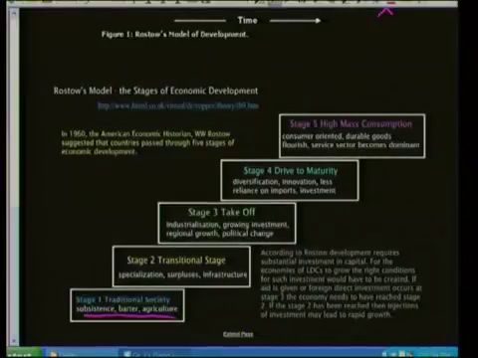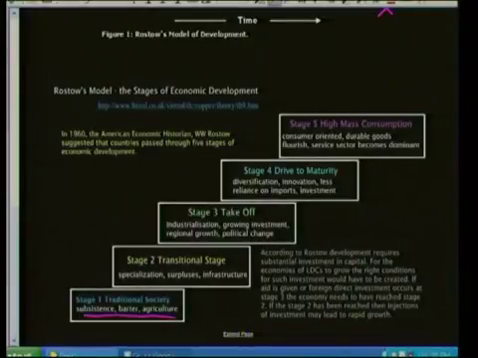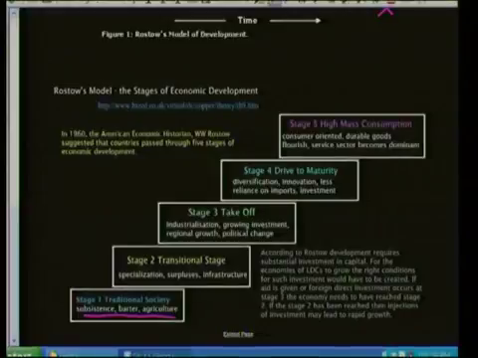Stage 2, transitional stage, specialization, surpluses, infrastructure. The surpluses imply commercial farming, which is what I mentioned earlier. Stage 3, takeoff, industrialization, growing investment, regional growth, political changes. Stage 4, diversification, innovation, less reliance on imports. In other words, these countries are now producing valuable goods within their own country and they have no need to bring in goods from another country. Stage 5, consumer orientated, durable goods, service sector flourishes and becomes the dominant sector, which is our tertiary and quaternary sector, which dominates developed countries.